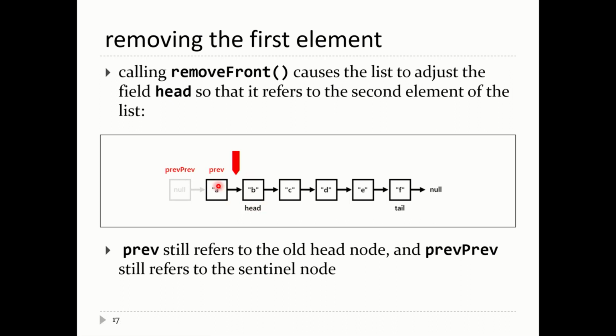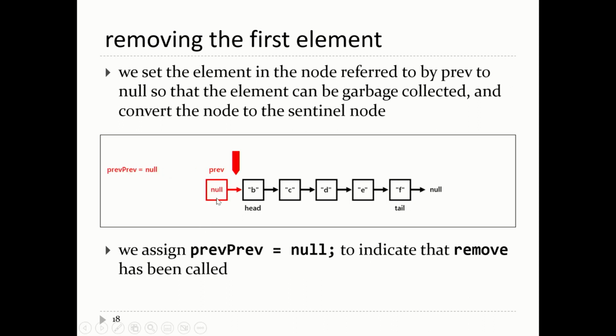And so what I need to do is convert that node to a sentinel node, and then ideally get rid of that node there. I can easily convert that to a sentinel node. I just set the element to null, and now it's a sentinel node. If I set previous-previous to null, that gets rid of the other node as well. That gets rid of the old sentinel node.